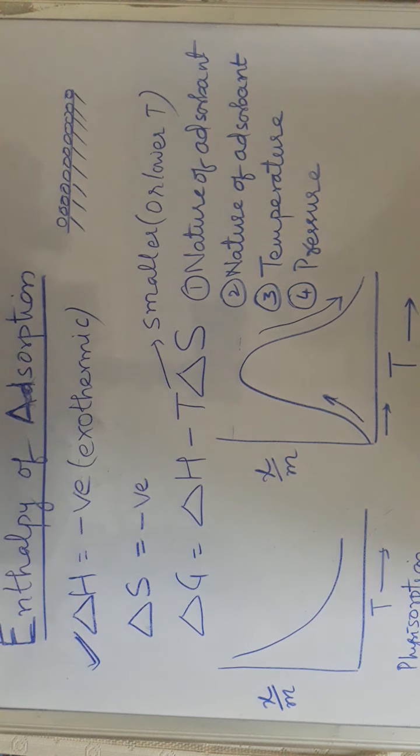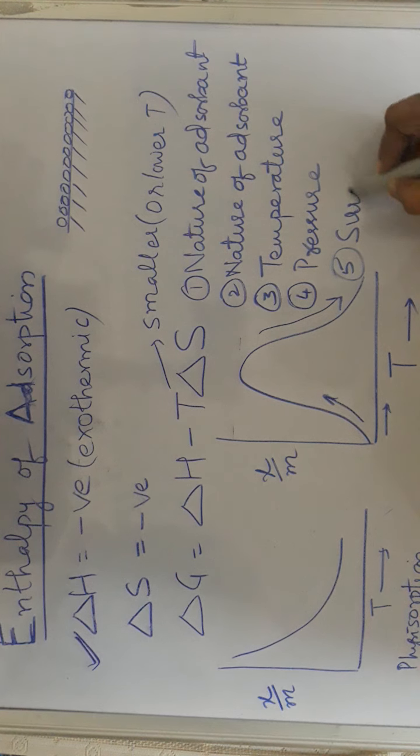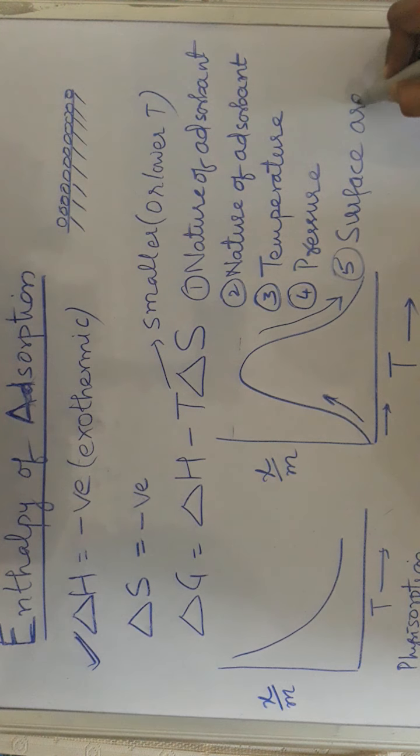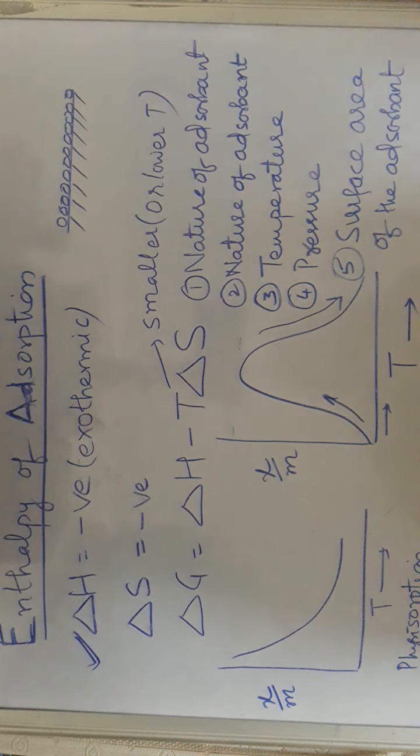So the nature of the adsorbate, that is the nature of the gas, the nature of the adsorbent, that is the nature of the solid on which the adsorption is taking place, then the temperature and pressure of the gas, and of course the surface area of the adsorbent. So these are the main factors on which the extent of adsorption depends. Now let us see how these factors affect the extent of adsorption.